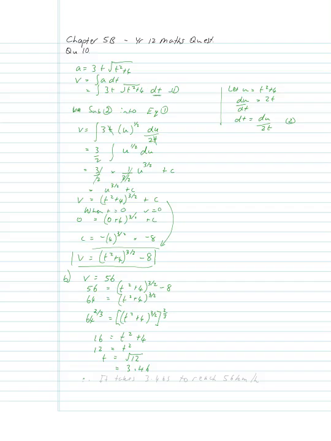Now because we're talking time here, it doesn't make sense to have a negative value, so when I work that on my calculator, I get 3.46. Therefore, it takes 3.46 seconds to reach 56 kilometres per hour. That's the answer to part B.